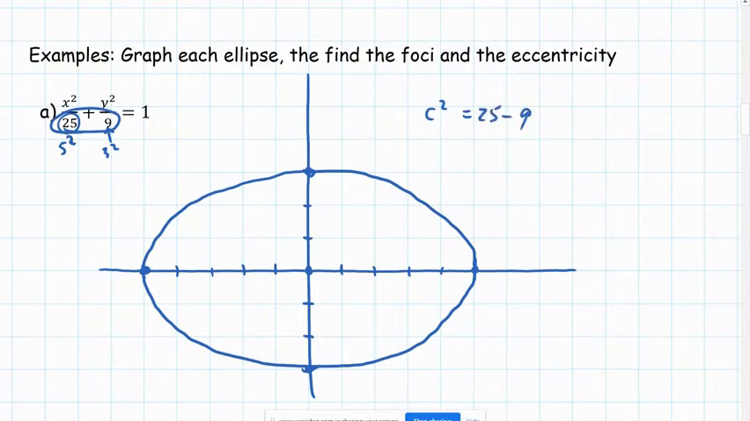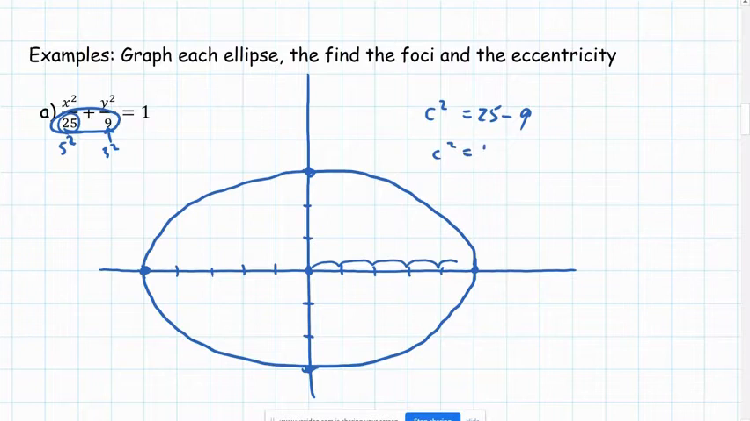So we always do the bigger one minus the smaller one. So 25 minus 9. So c squared is 16. Sorry, let's start that over again.